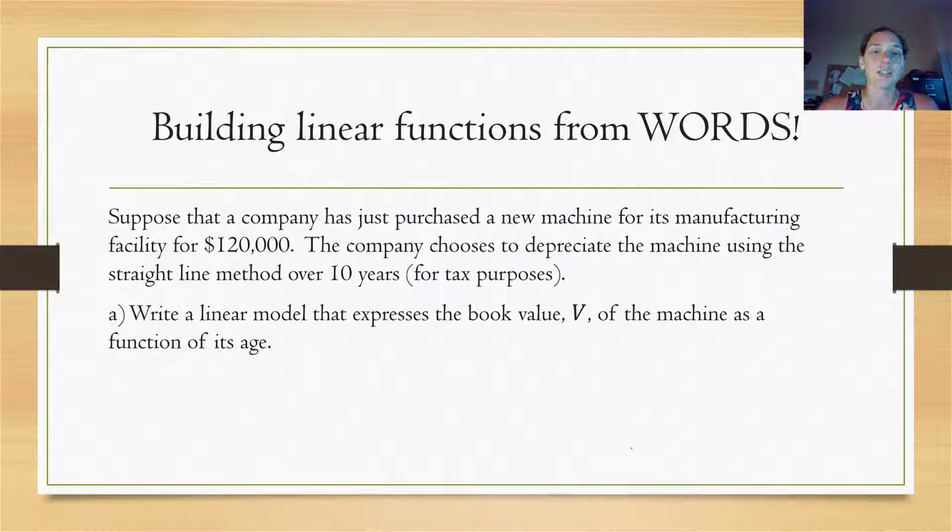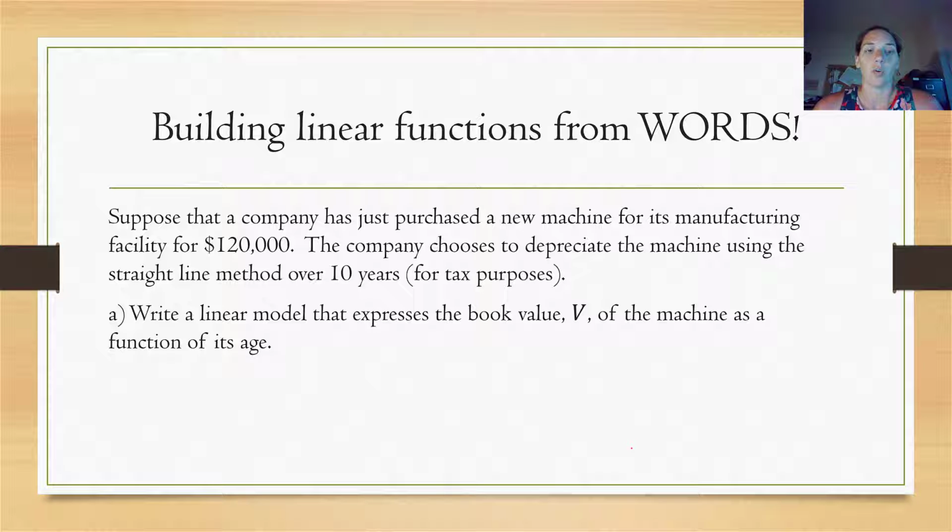Now, we are going to do some word problems. We just did some, we're going to do some more, but these will definitely just be linear, so that makes it a little bit nicer. We're now going to suppose the company has just purchased a new machine for its manufacturing facility for $120,000. The company chooses to depreciate the machine using the straight line method over 10 years for tax purposes. This is something that you have to do for taxes. You have to figure out, okay, how much am I taking off of my taxes each year because I bought this piece of machinery that I needed.